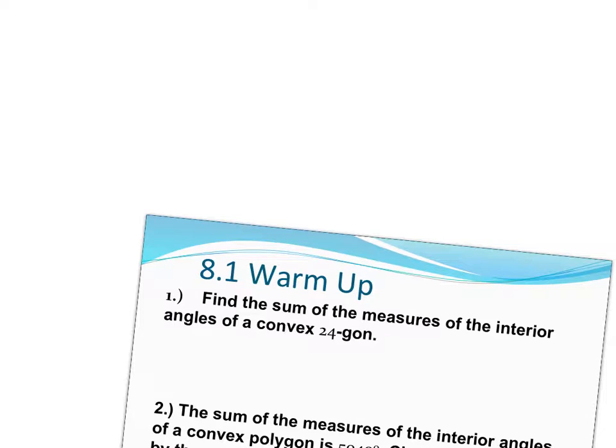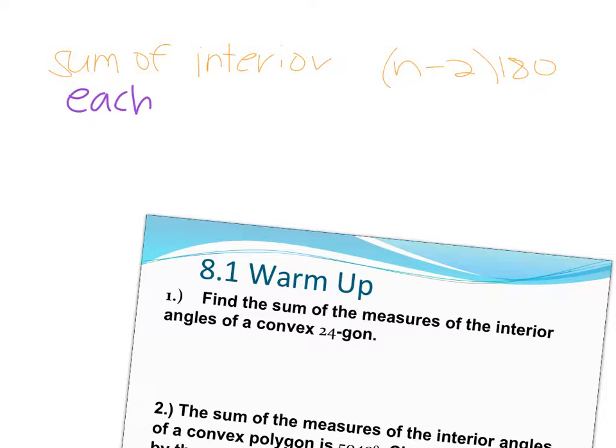So sum of interiors is what? N minus 2 times 180. Good. So if I wanted to find each interior, I would do what with that? Good. Divided by n. Each interior. And it has to be of a regular polygon.